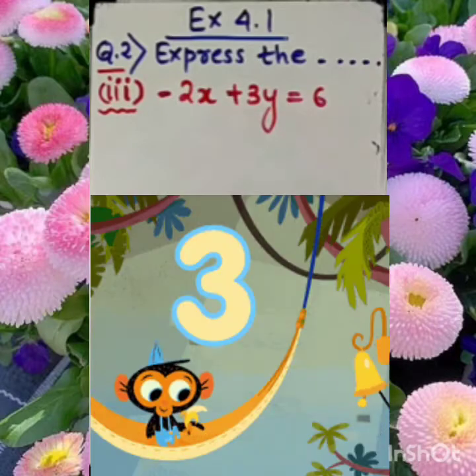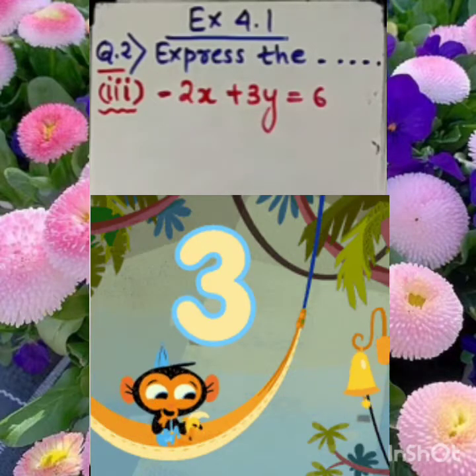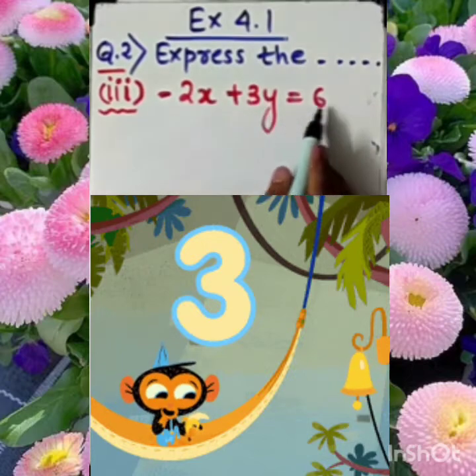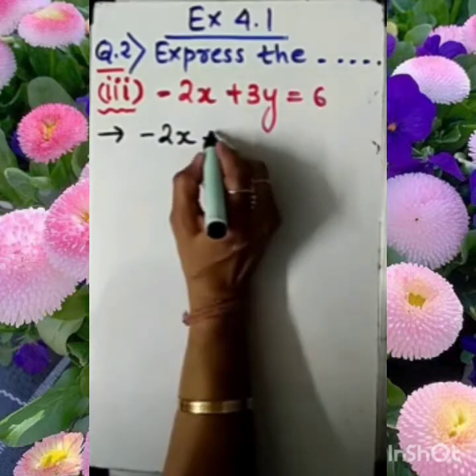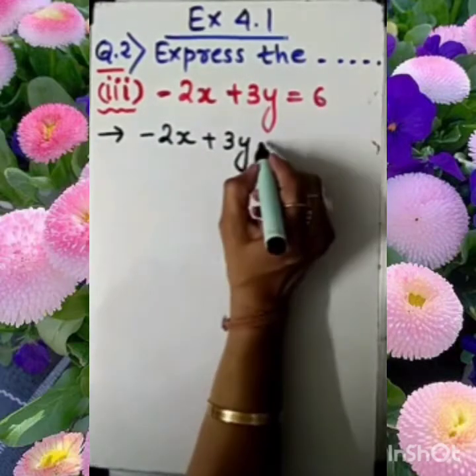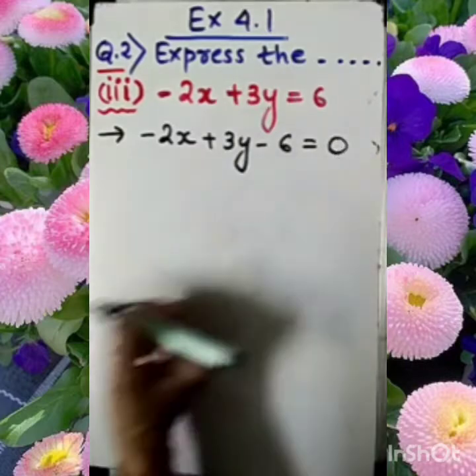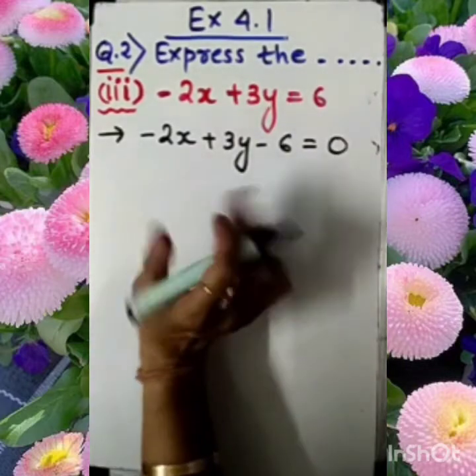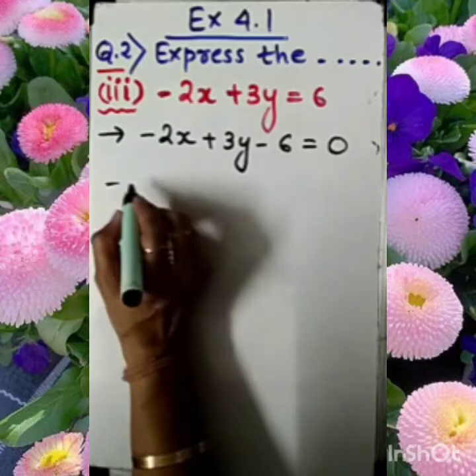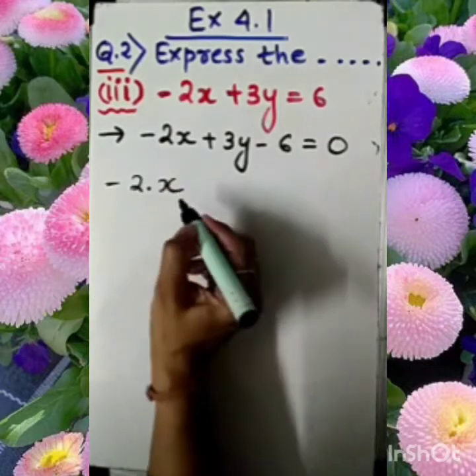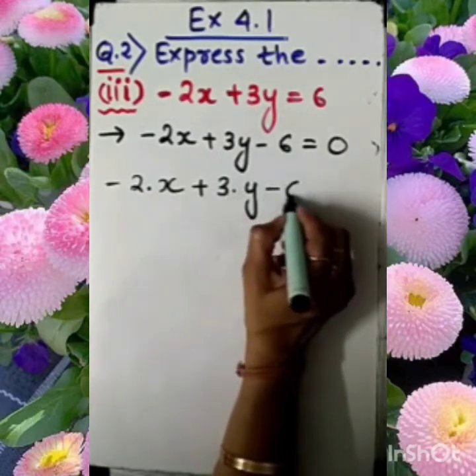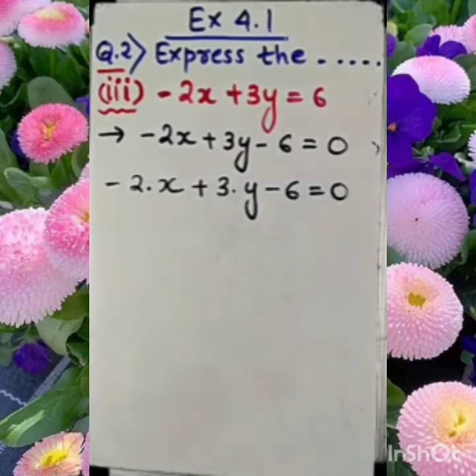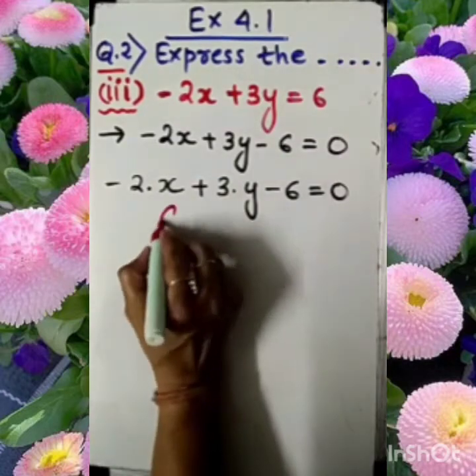So my dear student, the third is on your screen, that is minus 2x plus 3y equal to 6. First of all, let's bring this term to left side of the equation. So here it will become minus 6 equal to 0. For your better understanding, as I taught you, we can write it as minus 2 into x plus 3 into y and minus 6 equal to 0. Clear?